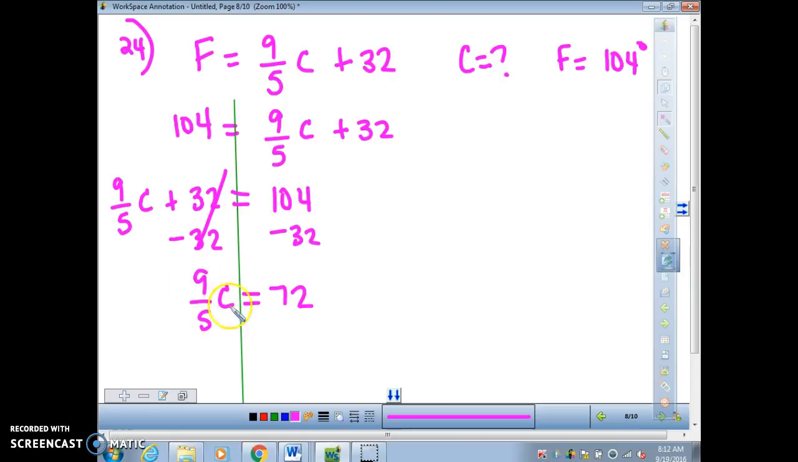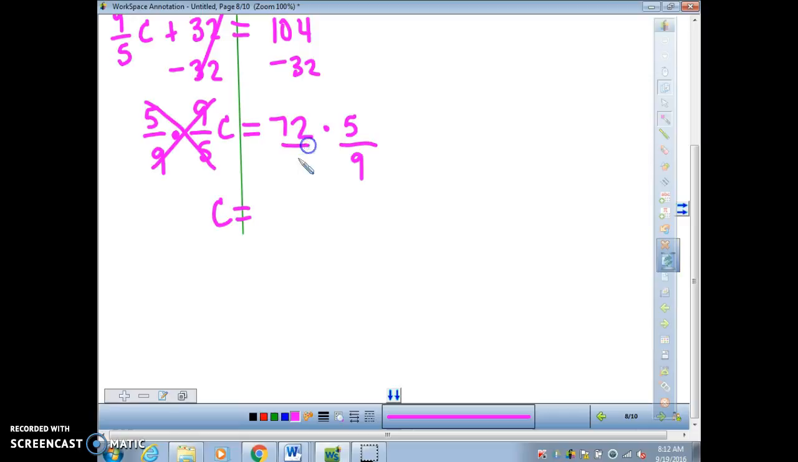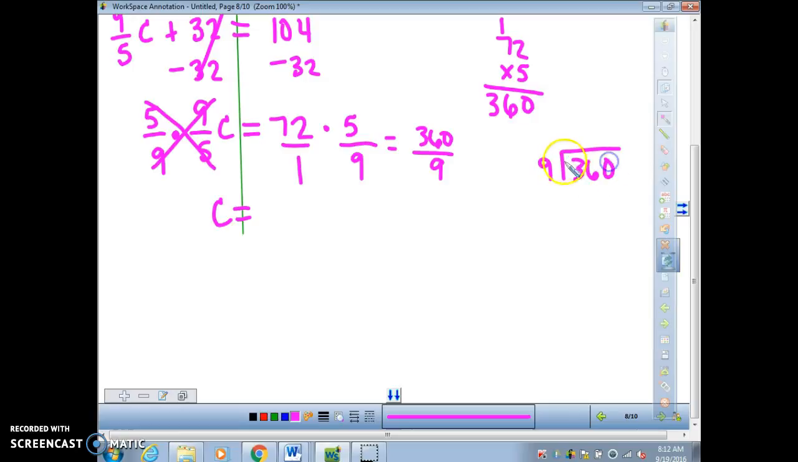And how do you get rid of a fraction when you're multiplying it times a variable? Reciprocal. Right, use the reciprocal, 5/9 on both sides. Okay, now if I put this over 1 and I multiply across the top and the bottom, I'm going to get a big number. But you can do that. You can say 72 times 5 and figure out what that is. So this gives me 360 over bottom times bottom, which is 9. And then you can divide 9 into 360. 9 into 36 is 4. And right here, 9 into 0 is 0. Okay? So it divides evenly and you get 40 degrees Celsius.